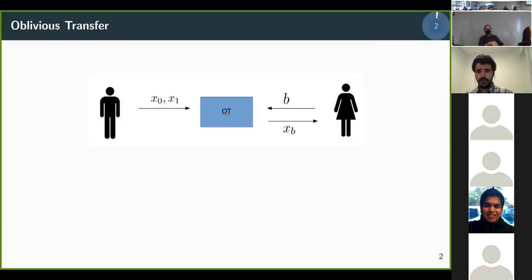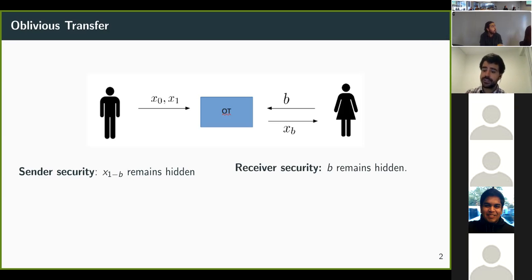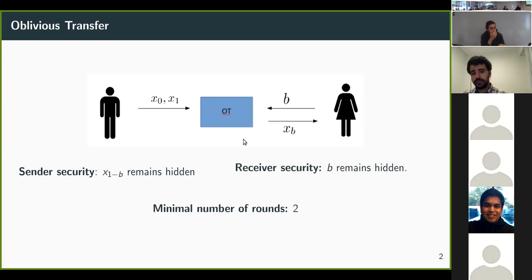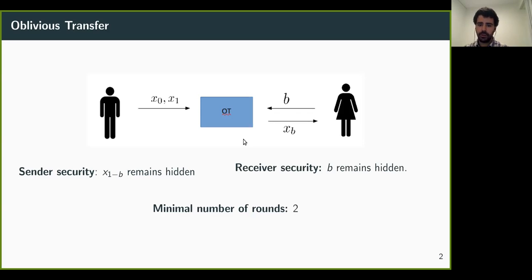Okay, so let's start with the definition of oblivious transfer. OT is a primitive between a sender on the left side with input bits x0 and x1, and the receiver with the input bit b. In the end, the receiver should get x_b. In terms of security, we want that the receiver learns nothing about the other message, x_{1-b}, and that the sender learns nothing about the receiver's bit b. It's well known that the minimal number of rounds to perform OT in the semi-honest setting is 2.